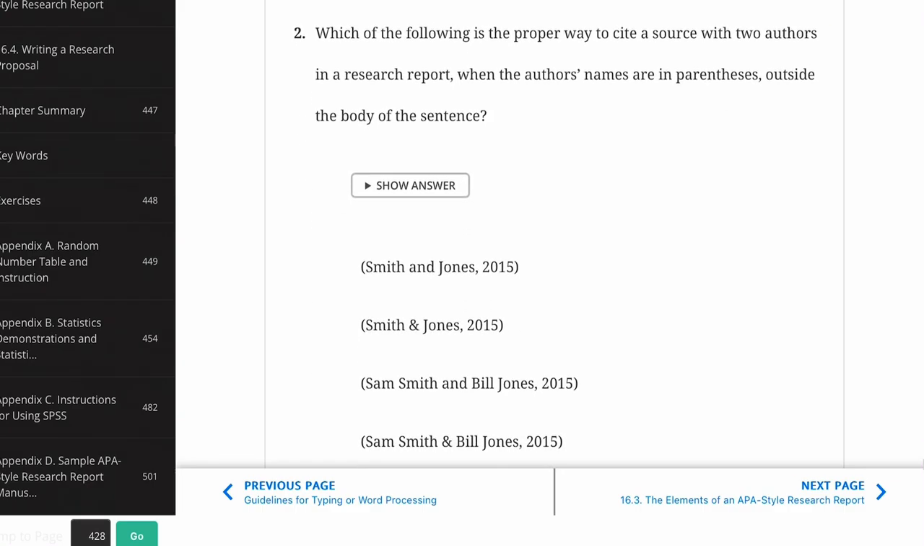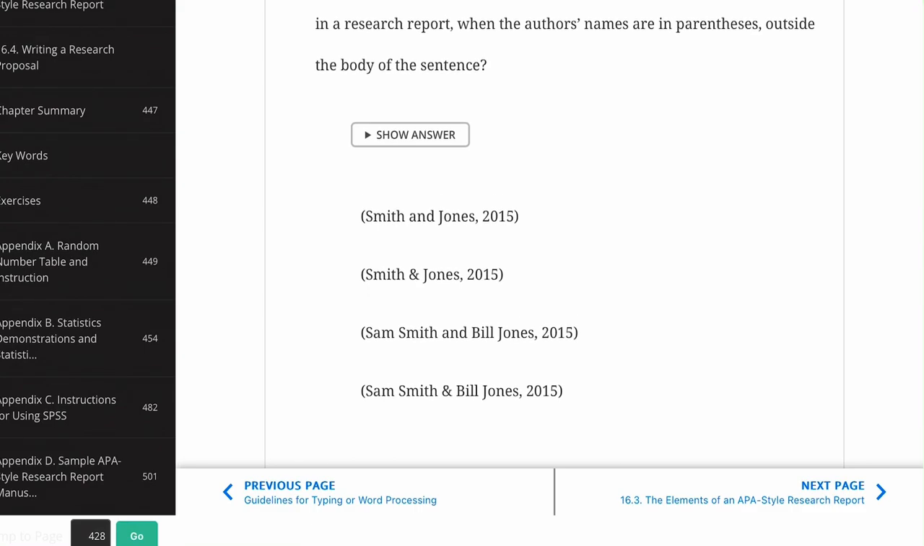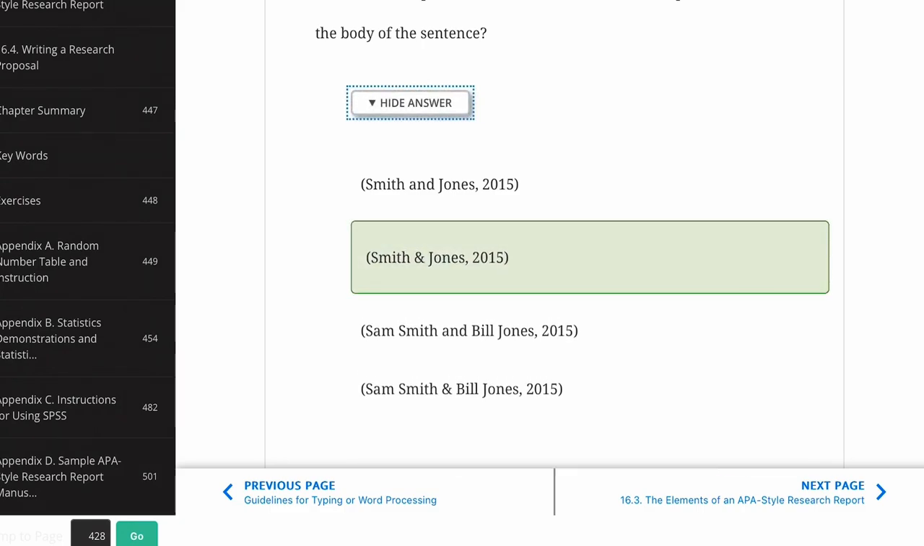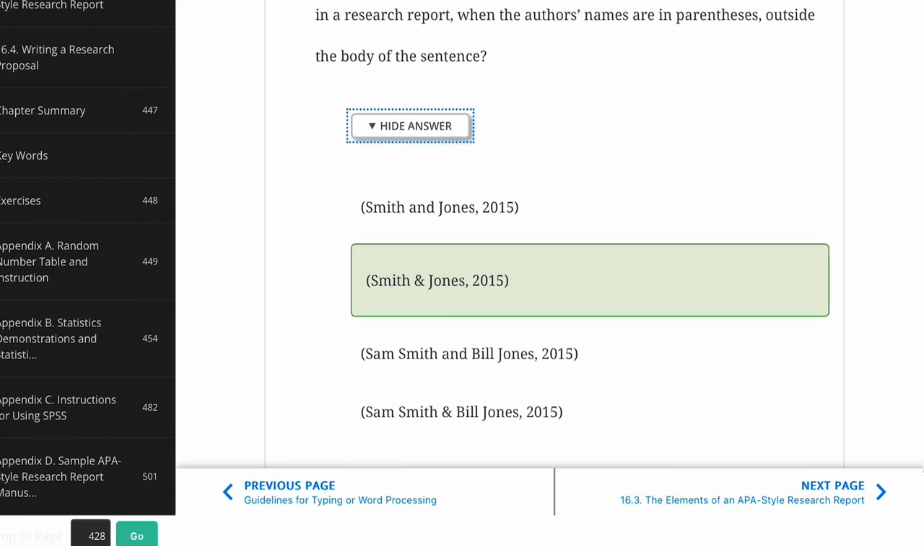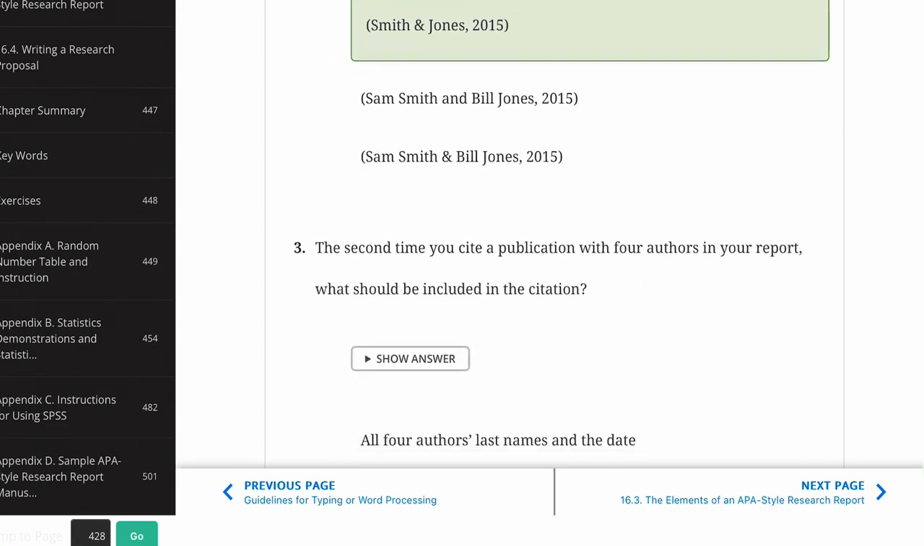Which of the following is the proper way to cite a source with 2 authors in a report when the authors' names are in parentheses, so it's outside the body of the sentence? That is the second one here, Smith and Jones, 2015. You would say researchers found that people did this, and then at the end of that sentence you put the citation in parentheses, and the period comes after the closed parentheses, after the year. You use the ampersand sign between Smith and Jones, not the word and, for the citation in the parentheses. If you were typing it in text, you would actually use the word and.